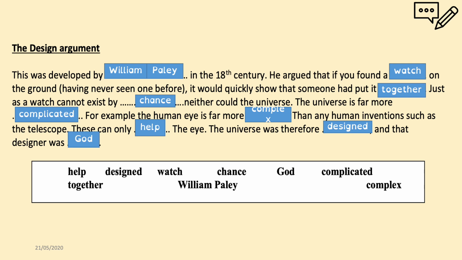Okay, so check your answers. Make sure you make any corrections if you need to there. Again, feel free to pause the video in order to do this. And just whilst you're doing that, have a think. Are you convinced by this argument? Is this convincing? Does this make sense? Do you agree with it?